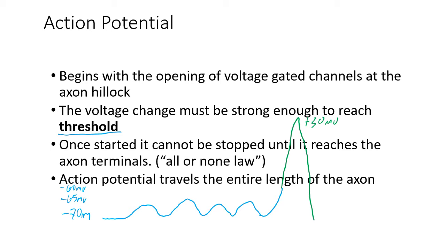And once that happens, we can't stop it. It's kind of like tipping over dominoes. We can't stop this process. It's all or none at this point. And so once we get it, we get it. We're going to have that action potential.